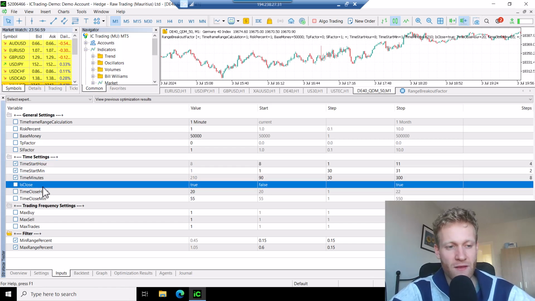So then I have the close parameter, so I can decide if I want to close at the end of the day or not.